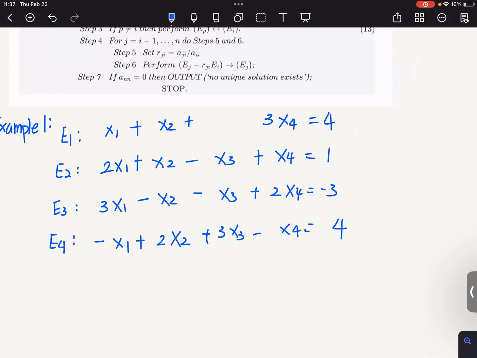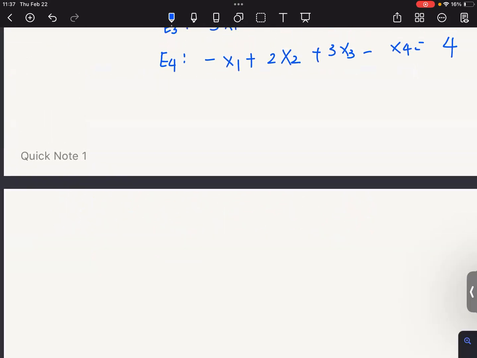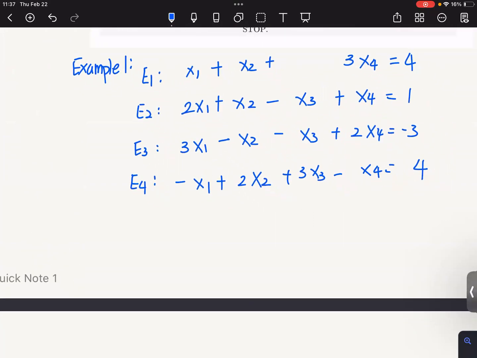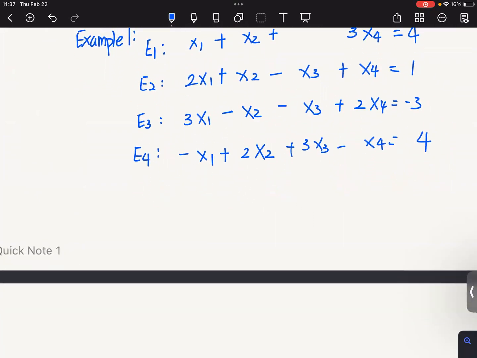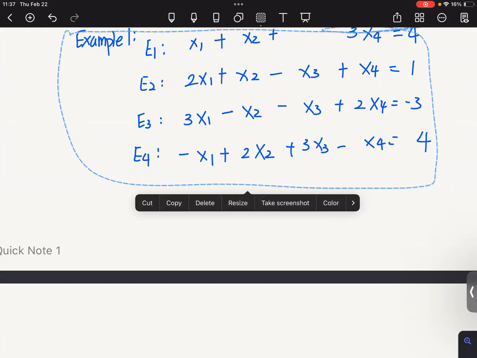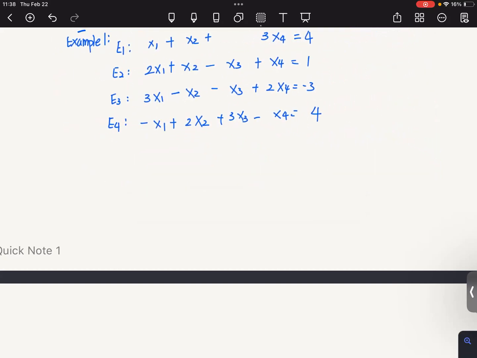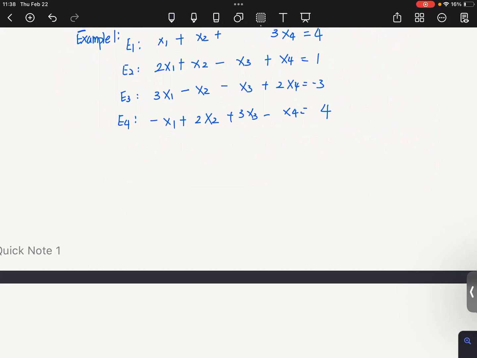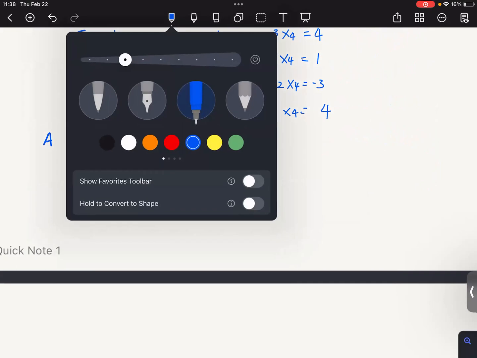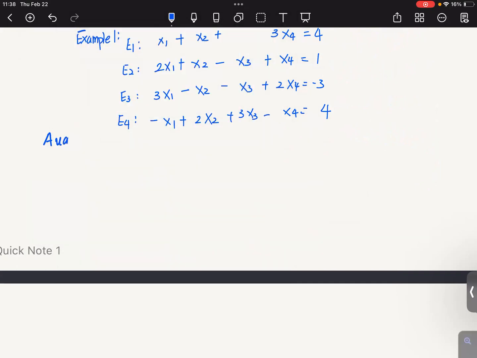Once you get such a linear system of equations, what should you do? You need to get the augmented matrix for it. Let me minimize it a little bit, zoom in a little bit, and then go to here. Okay, and we got an augmented matrix for it. What does it look like? It should look like this augmented matrix.